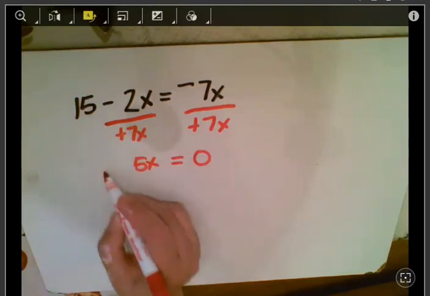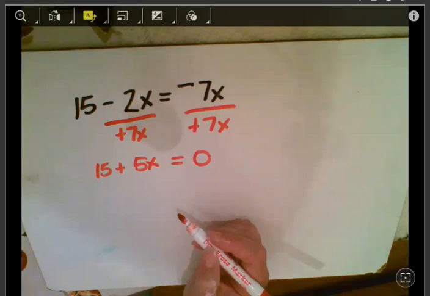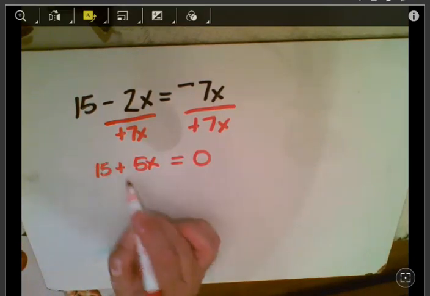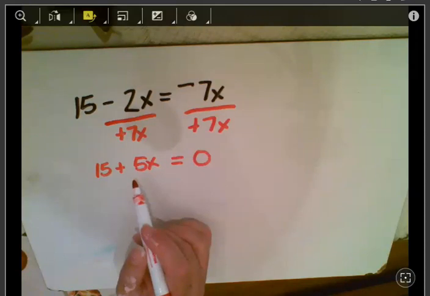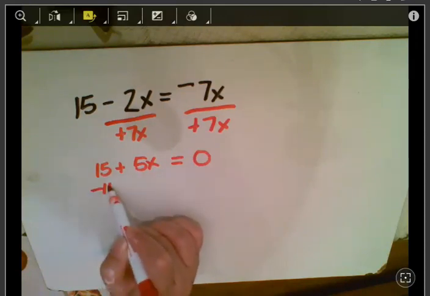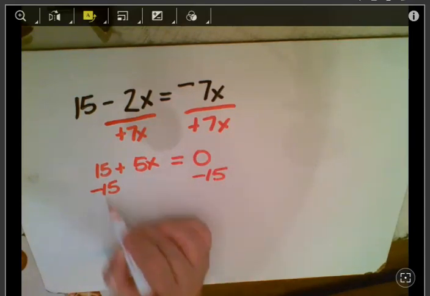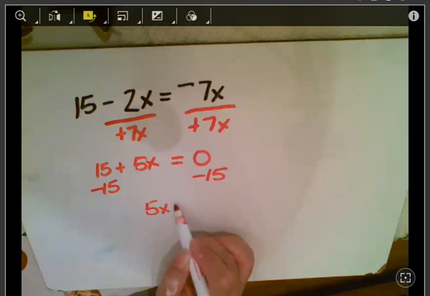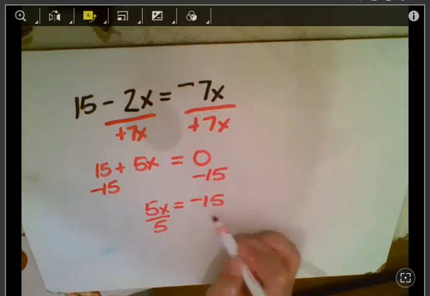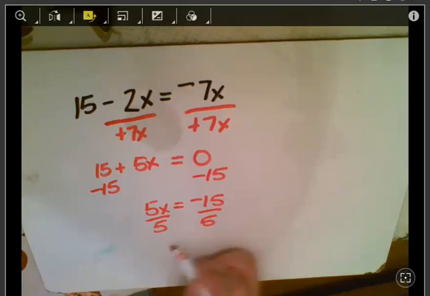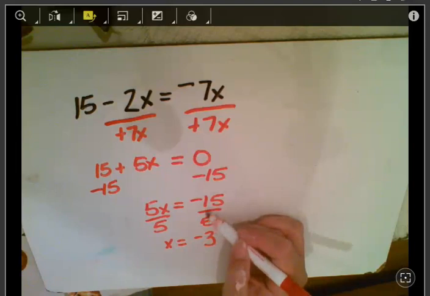And I've done nothing with this yet, so that's your 15. And you have a plus because it's now positive 5x. So now I really need to get rid of this because I need to get x by itself. And you have to get everything away from it first. So I'm going to subtract 15 over here. Subtract 15 over here. This becomes a 0, so I still have 5x over here. This will be negative 15, and then I can divide by 5.